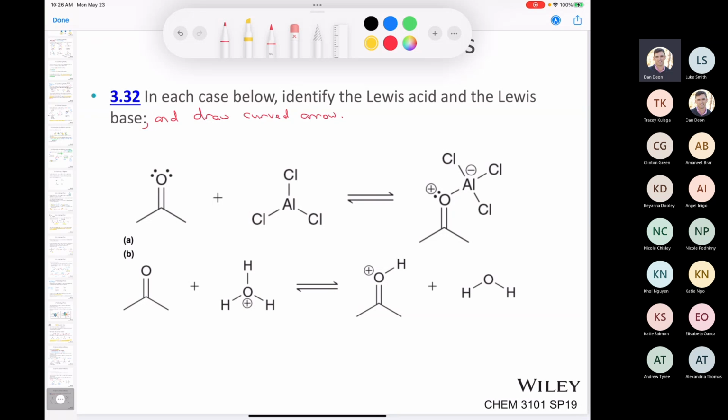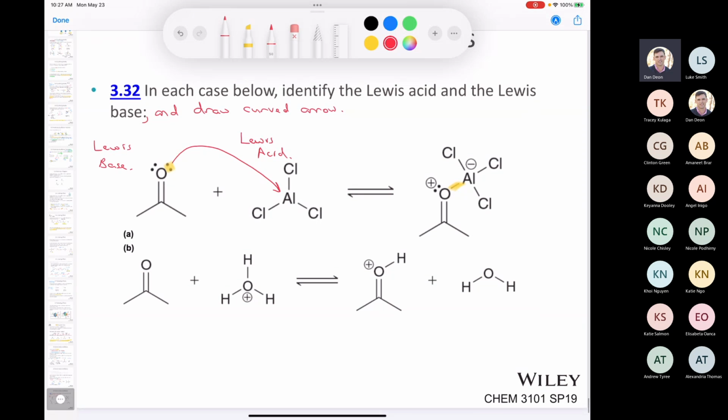You can see that we're forming a bond in the first one between the aluminum and the oxygen. And where is that pair of electrons coming from? Well, it's coming from the oxygen on this carbonyl. Therefore, we're going to draw an arrow from the pair of electrons, and it's going to end up on the nucleus of the aluminum atom. Since the oxygen is donating the pair of electrons, this is my Lewis base. And the aluminum trichloride must be my Lewis acid.